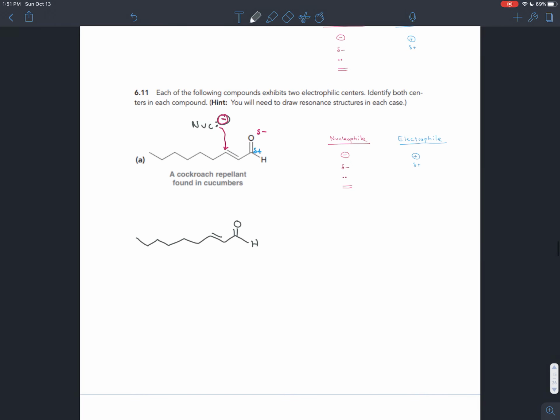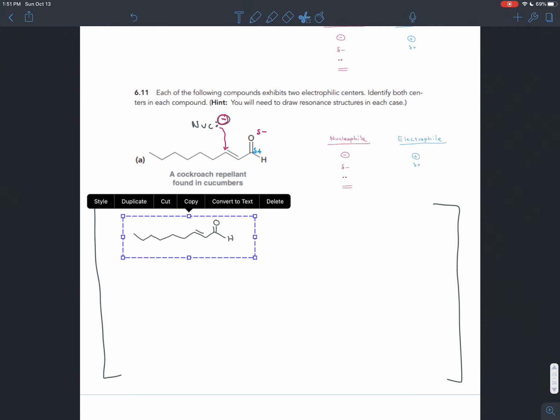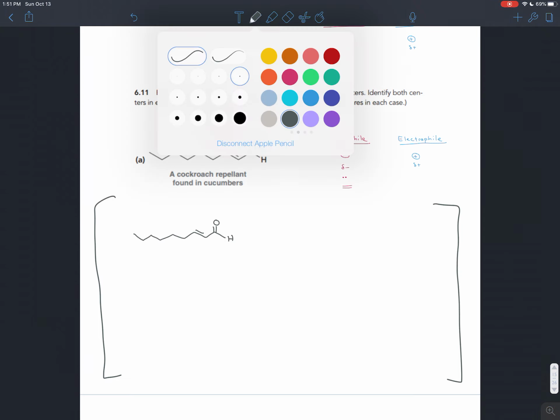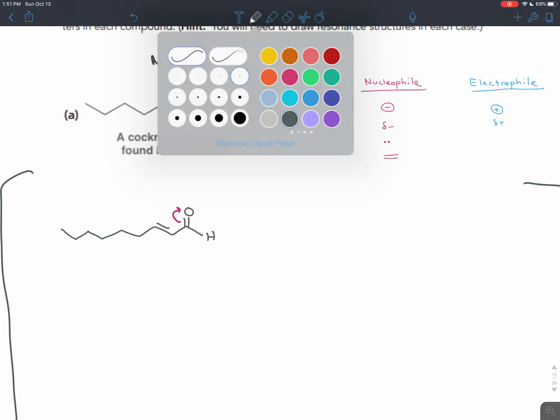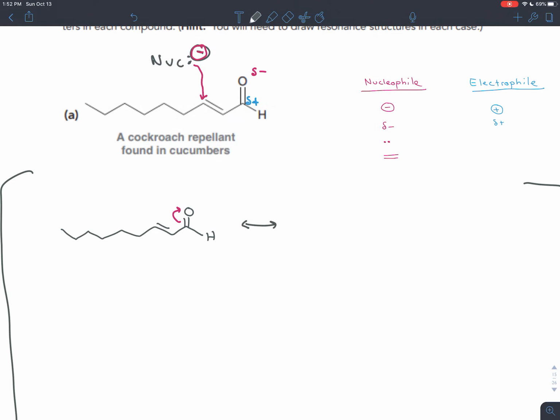So you draw the brackets to warn the world that you have resonance, and that the true structure is not going to be any of these structures within the brackets. It's only going to be the average of them. And you remember that when you have that pattern, the pi electrons go onto the more electronegative atom. That's what gives you the other resonance structure.